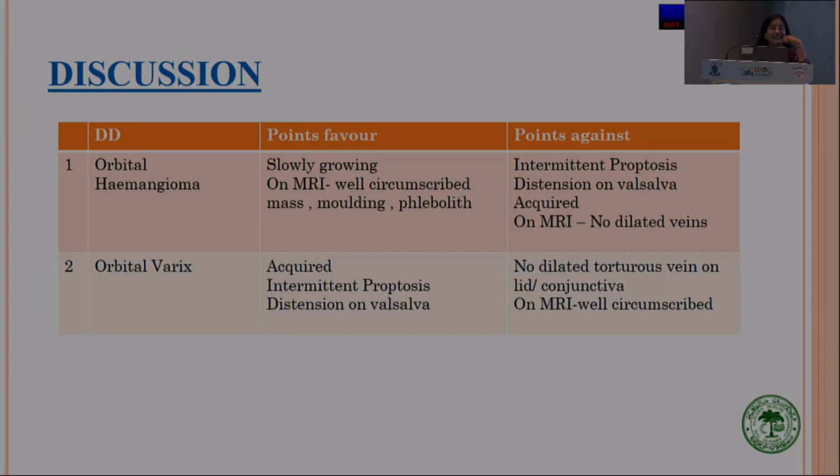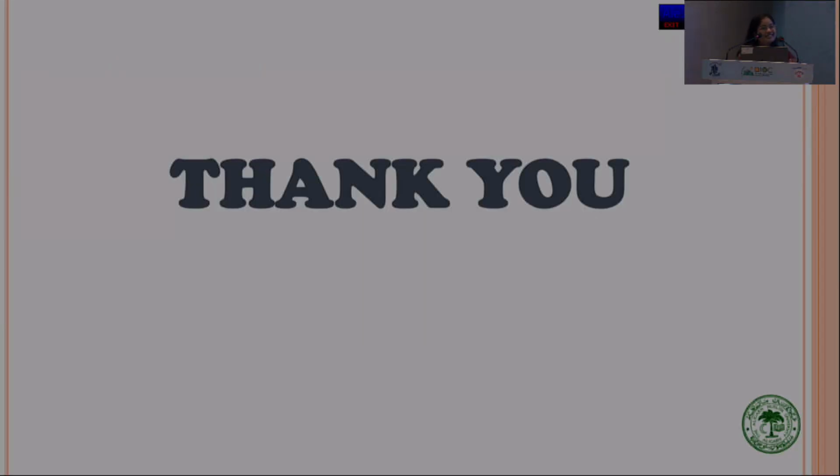So, the catch is here. Clinically, it is presenting like varix with intermittent proptosis and distension on Valsalva, but on MRI, there is no evidence of any dilated veins, and it is a well-circumscribed lesion with molding and phlebolith. So, there is a confusion whether we should call it a hemangioma or varix. So, the house is open for discussion, and I would like to get your inputs. Any comments by anybody?